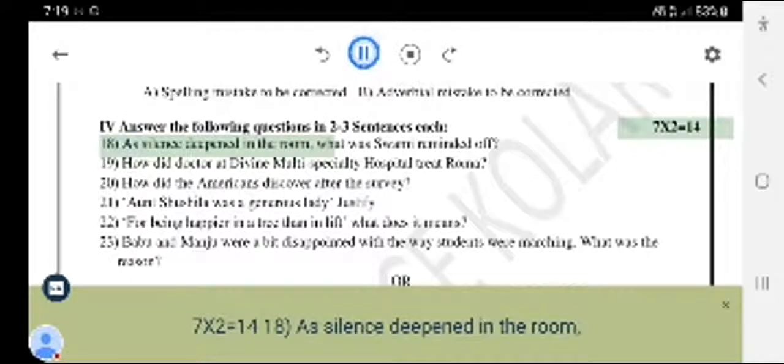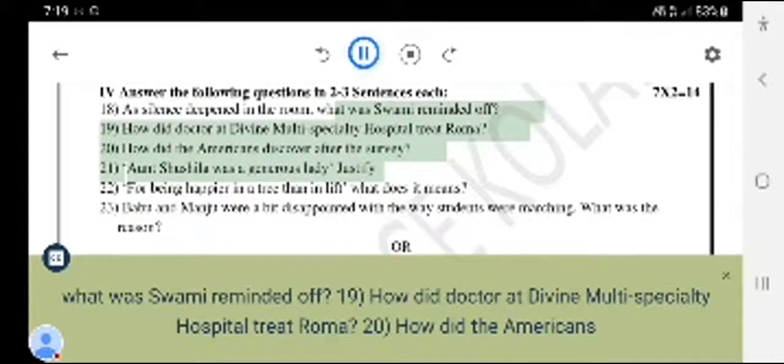17. Silence deepened in the room. What was Swami reminded of? 19. How did the doctor at Divine Multi-Specialty Hospital treat Roma? 20. What did the Americans discover after the survey? 21. Aunt Shushila was a generous lady, justify.